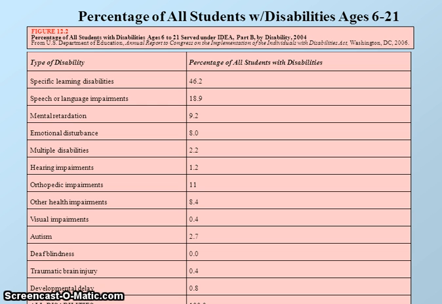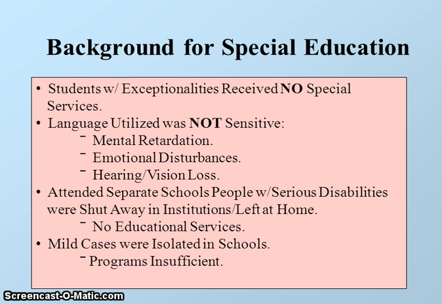Here is a chart of the percentage of all students with disabilities ages 6 to 21. In the past, students with exceptionalities received no special services. Language utilized was not sensitive. They attended separate schools. People with serious disabilities were shut away in institutions or left at home. Mild cases were isolated in schools.